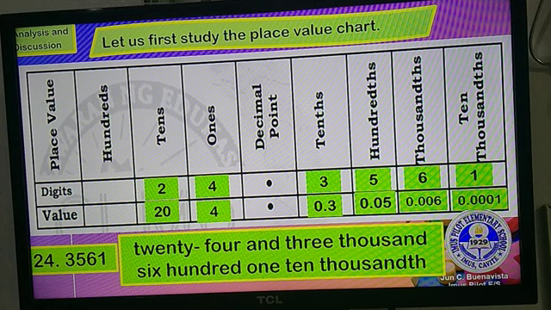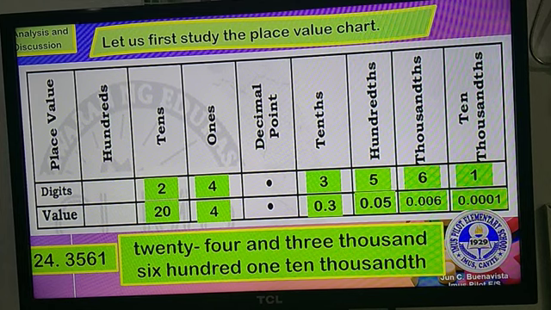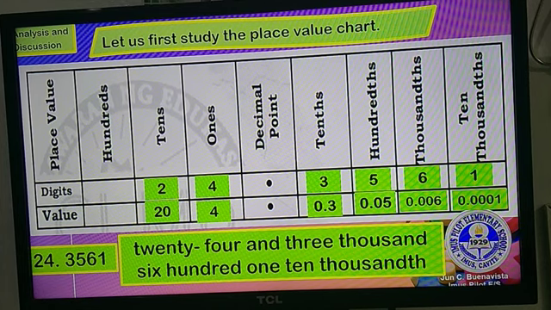24 and 3,561 ten thousandths. Look at that. Nasa huli lang po yung mga THS natin, hindi yung palagi mayroon diyan sa unahan. Ayan. 3,561 ten thousandths.